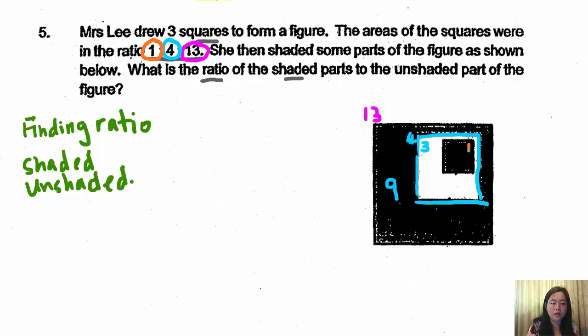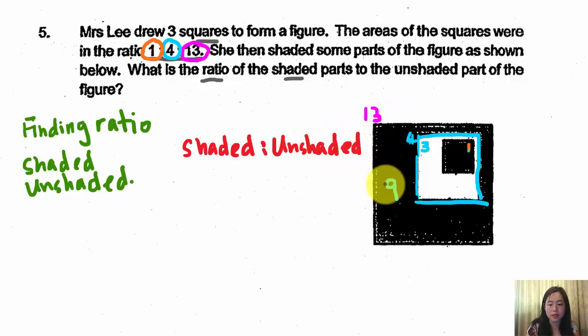So to find the shaded is to the unshaded. The shaded will be 9 plus 1, which is 10, is to the unshaded, which is this white portion here, which is 3. So the answer will be 10 is to 3.